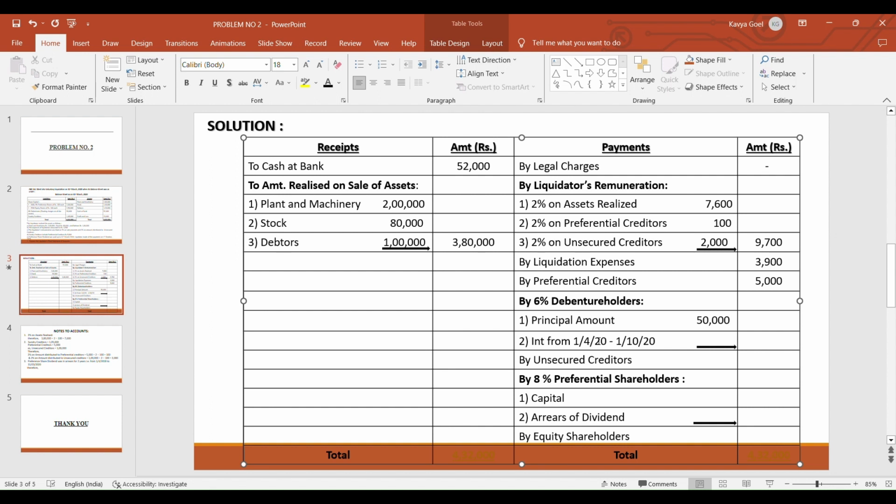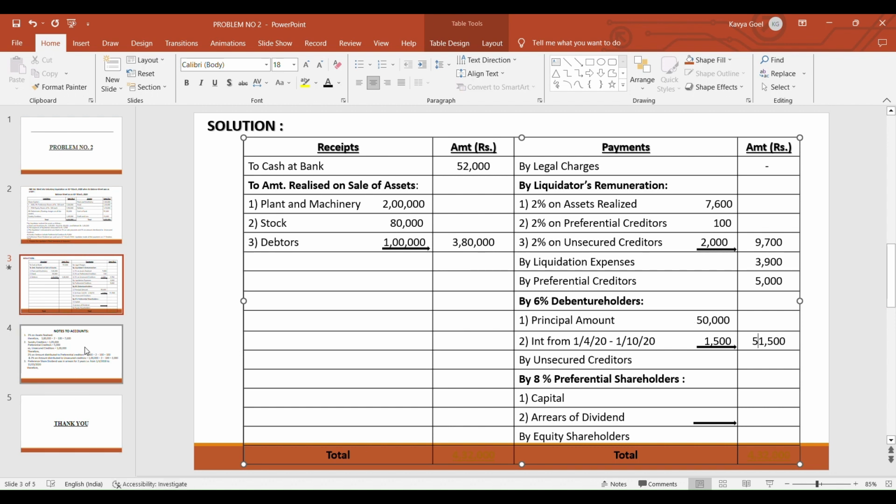We have to pay interest for the remaining 6 months. Okay, so that is from 1st April to 1st of October, right? April, May, June, July, August and September. So we will calculate for 6 months. Therefore the amount will be 1,500. How? 50,000 into 6 divided by how many months? We have to calculate for 6 months, and the total is 12. Therefore 50,000 into 6 divided by 12 is 1,500, and the total of this will go in the outer column, which is 51,500.